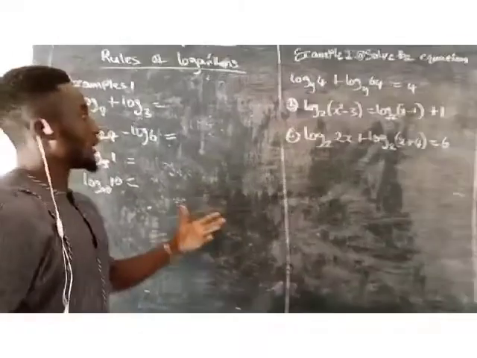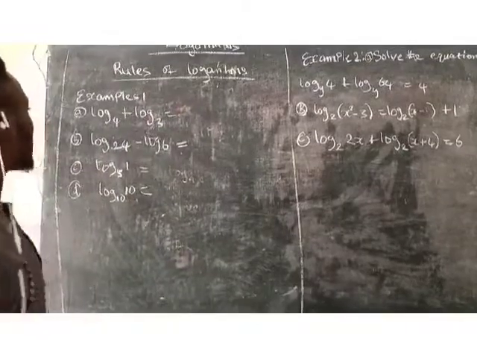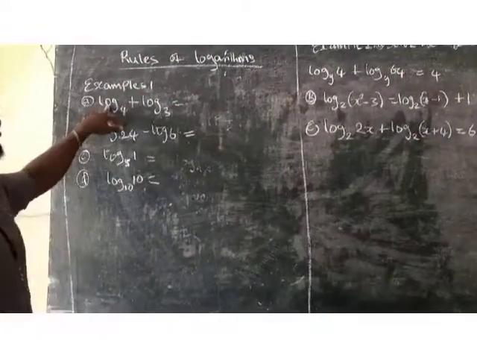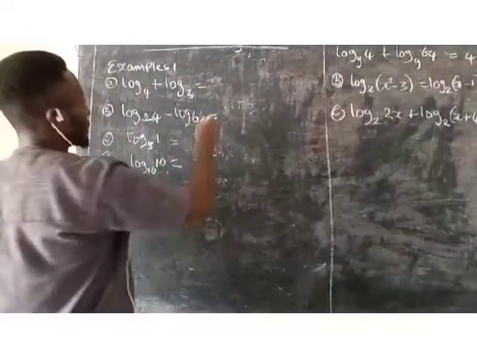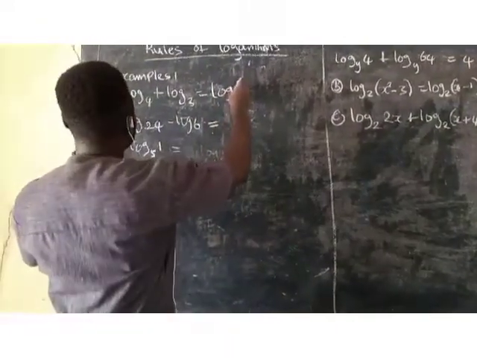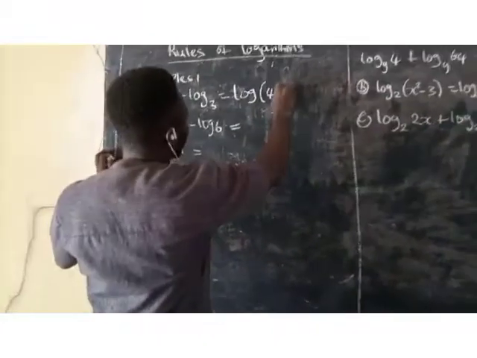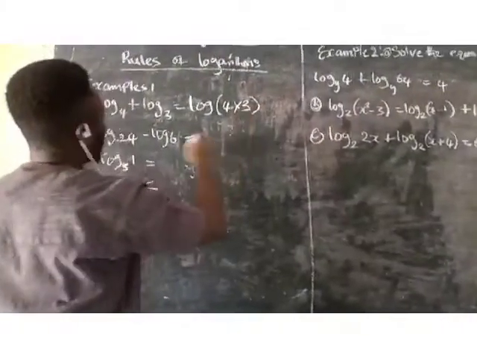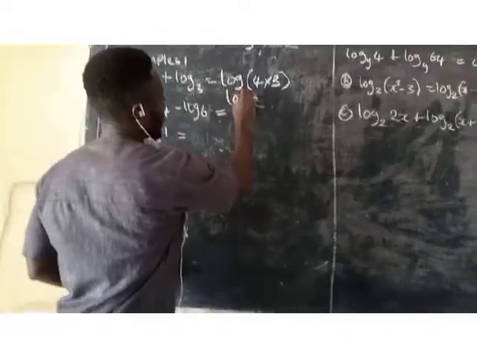So now we'll be looking at examples that govern these rules of logarithms. Example 1: log 4 plus log 3 is the same thing as log of 4 times 3, which is log 12.